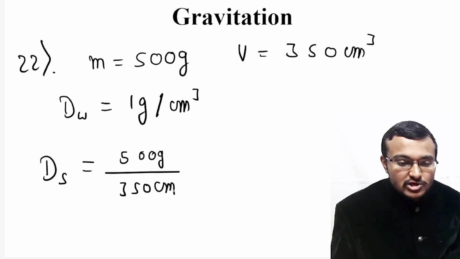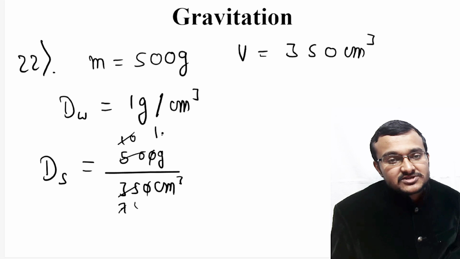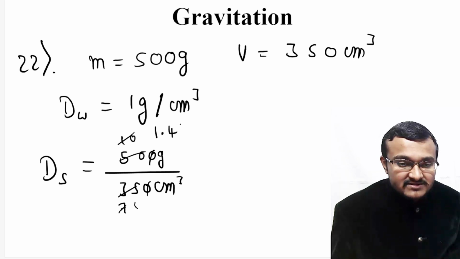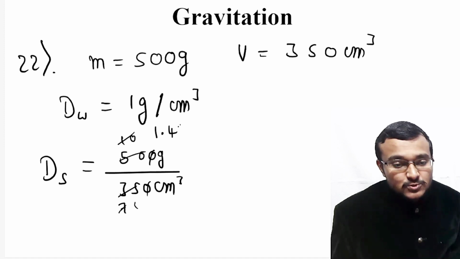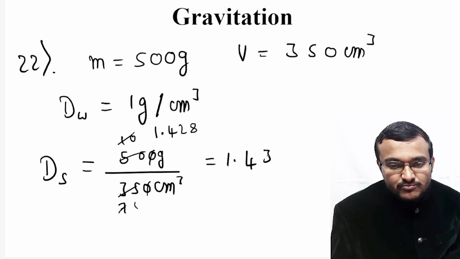I am just doing mass by volume. So 500 gram divided by 350 centimeter cube. The 0 0 gets cancelled with each other. So 5 7s are 35, 5 10s are 50. So here 7 is there. 7 1s are 7. 3 will be remaining, so that will become 30. 7 4s are 28, 2 will be remaining, so that is 20. 7 2s are 14, so 6 will be remaining, 7 8s are 56. So it goes on like this. So approximately it is 1.43 gram per centimeter cube.